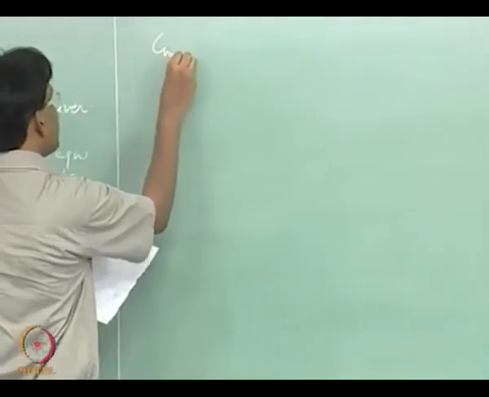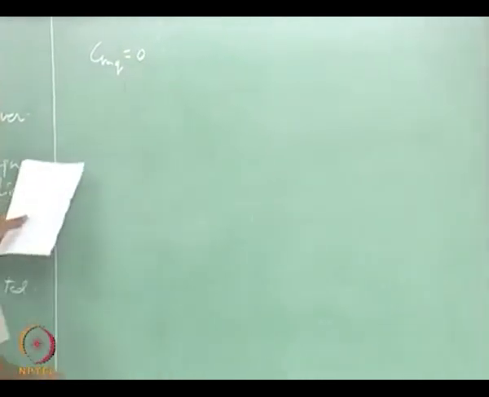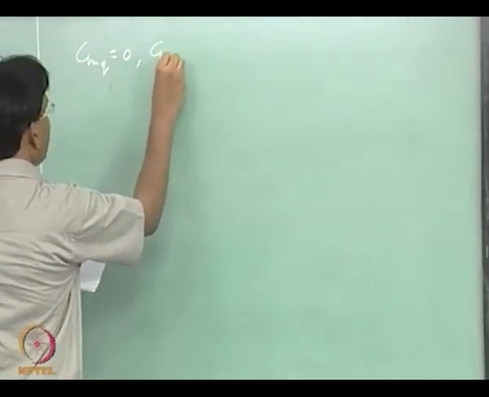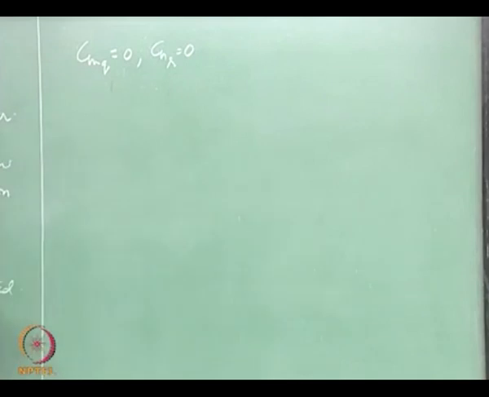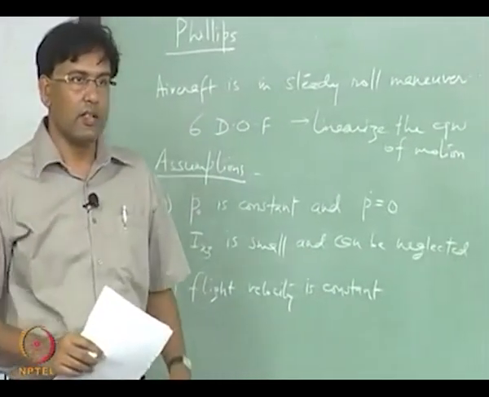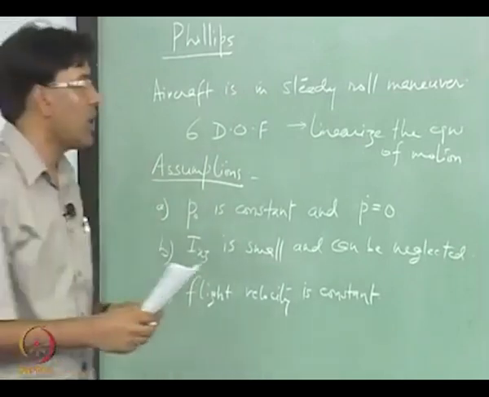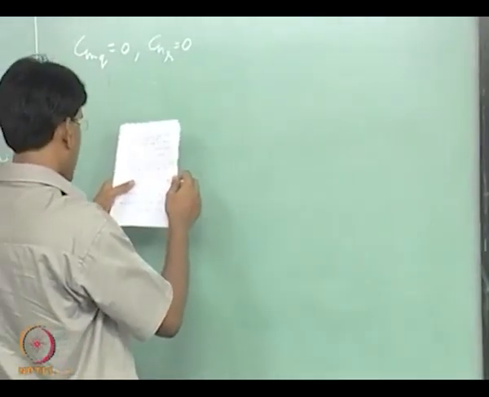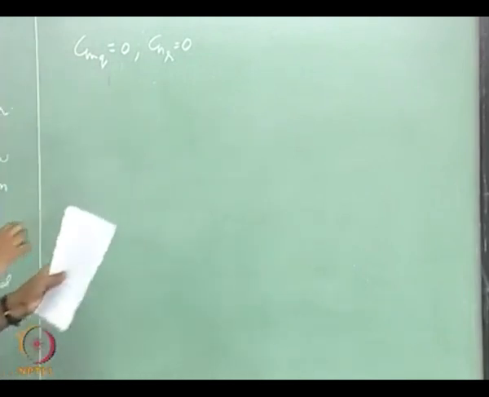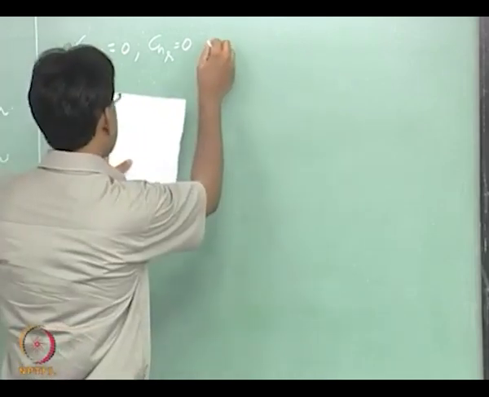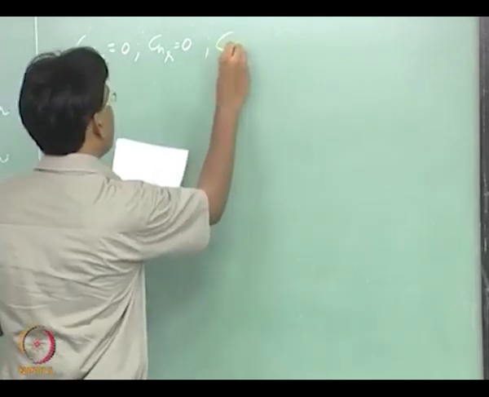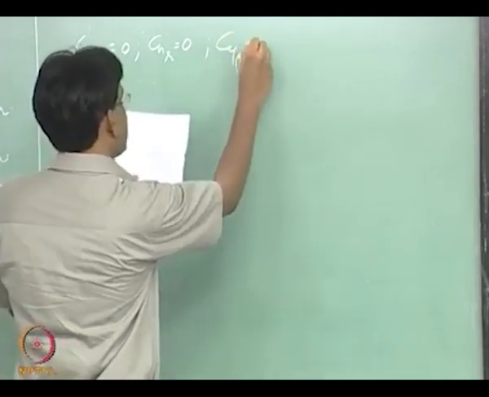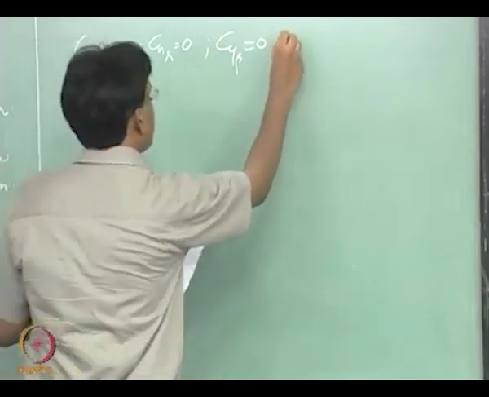So CMQ is 0. Interestingly, he drops this equation so that you will not see the rolling moment coefficients. So the whole objective of doing this exercise is to only show you the usefulness of Routh's criteria. So we don't go into details of this.